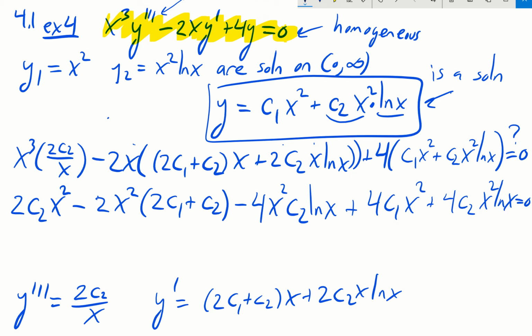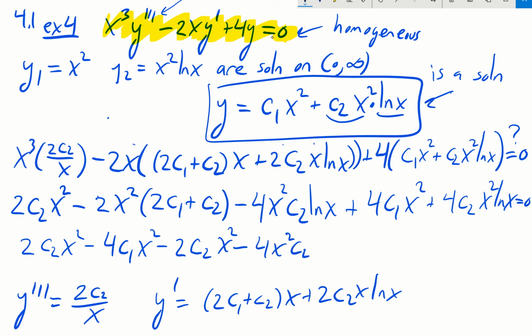And let's distribute that negative 2x squared in. We have 2c2 x squared minus 4c1 x squared minus 2c2 x squared minus 4 x squared c2 ln of x plus 4c1 x squared plus 4c2 x squared ln of x equals 0.